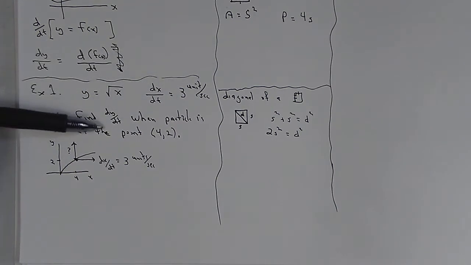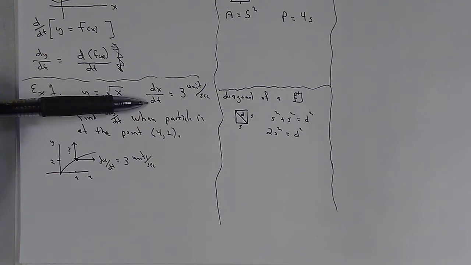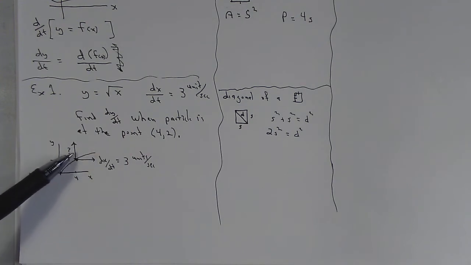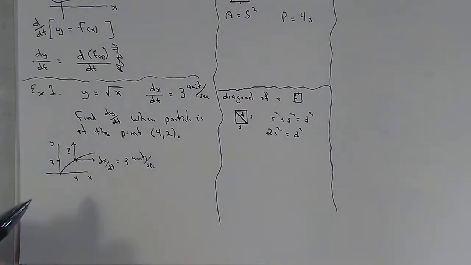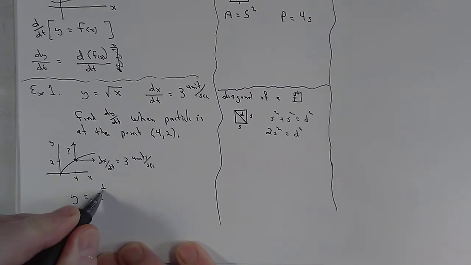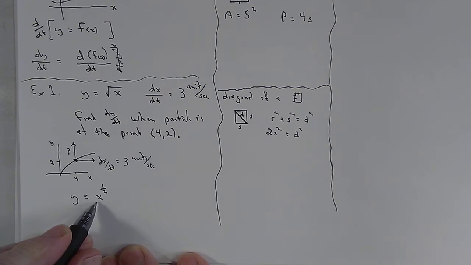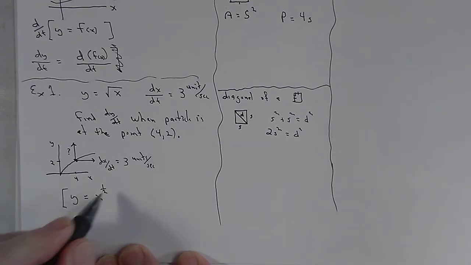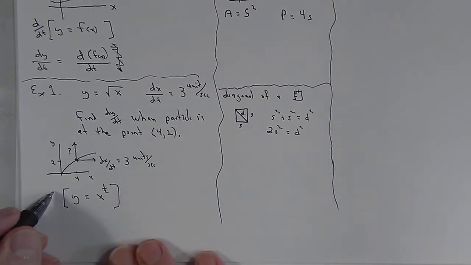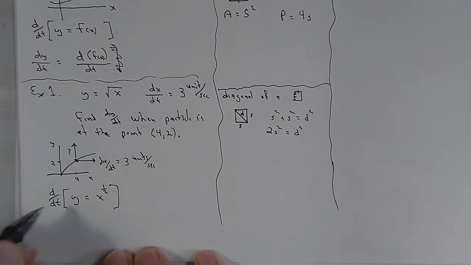And we want to find the rate of change of the y coordinate. Now we're going to end up needing some information besides its rate of change in the x direction. We're going to need to know where the particle is, because as this thing moves, the change in the y coordinate may not be constant. Okay, so you start with the equation y equals x to the 1/2. That's y equals the square root of x. And you take the derivative of the equation with respect to the variable time.